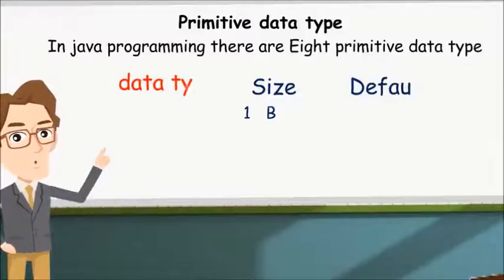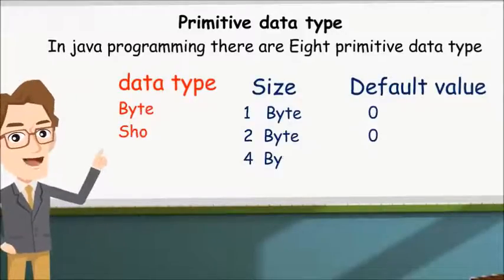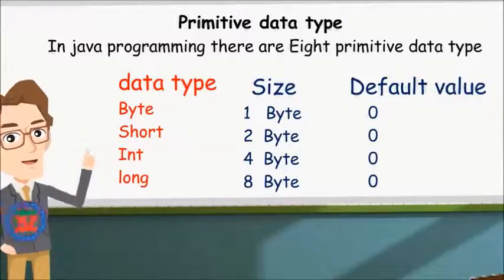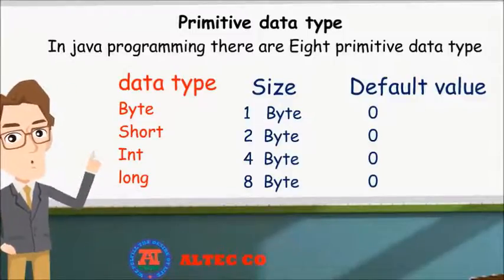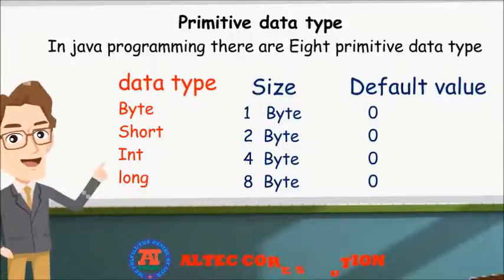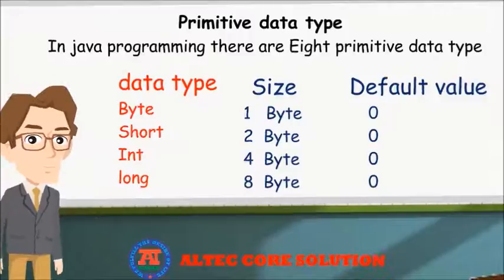So here are 3 columns: data type, capacity and default value. So first one is byte, capacity is 1 byte and default value is 0. Char type takes 2 byte, value is 0. Int data type takes 4 byte, default value 0. Similarly long takes 8 byte and default value 0.